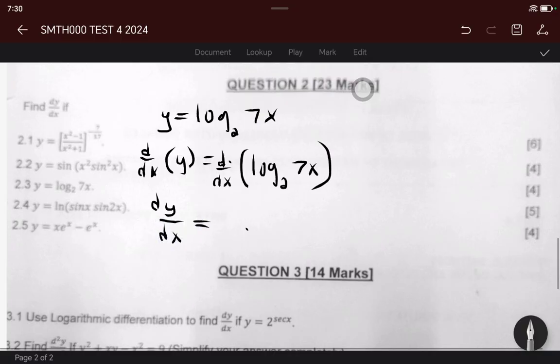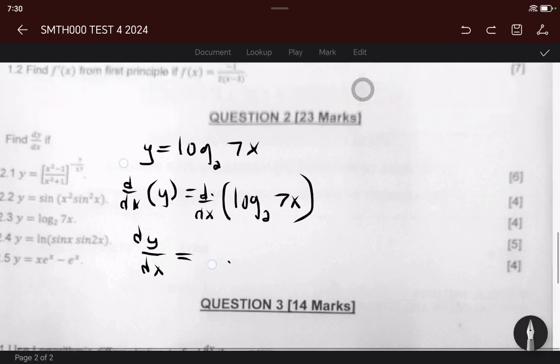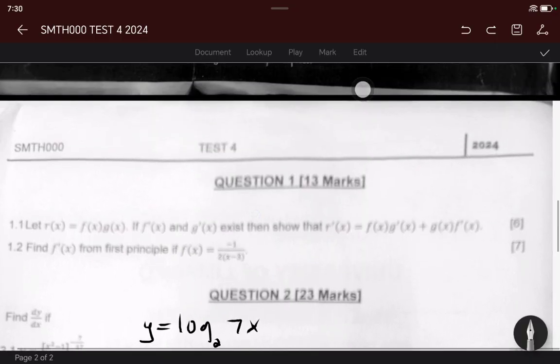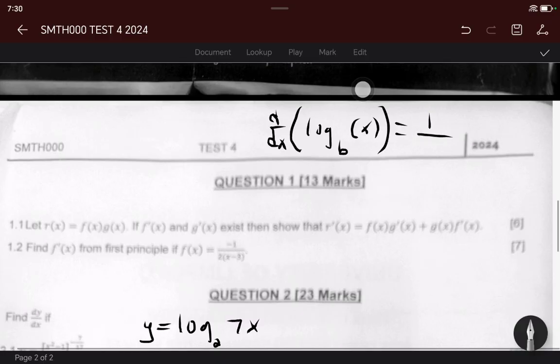On this side, I want you to remember this: the derivative of this function, log something base that. Let me write this property. If we're having the derivative of log b x, this will always be 1 over ln b times x, which is the inside, then times the derivative of that inside.